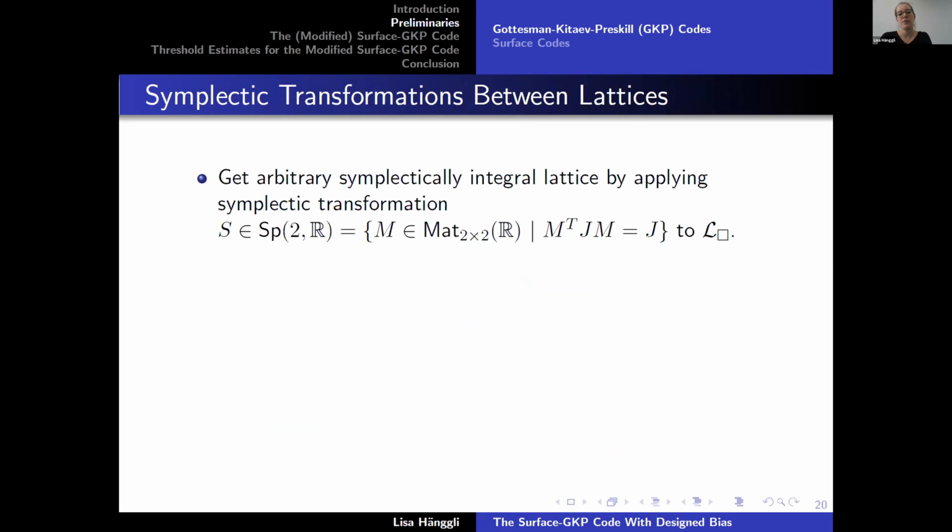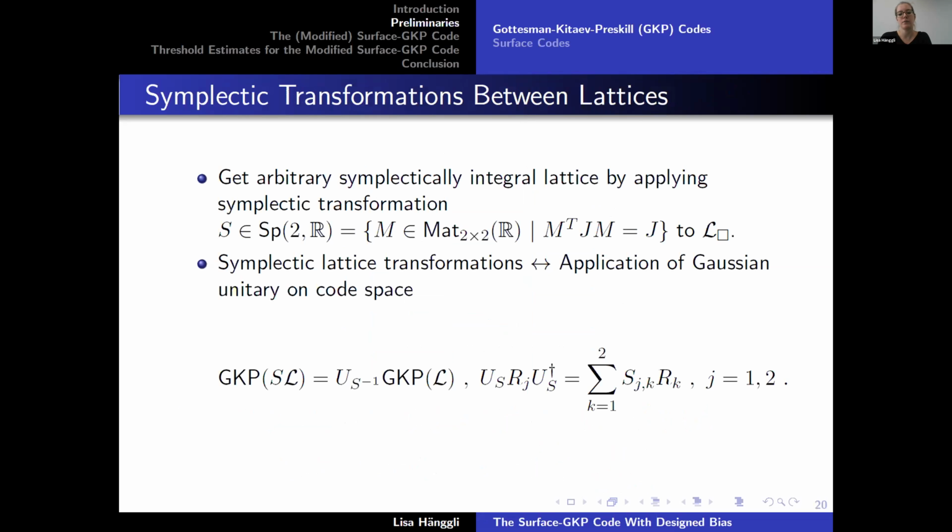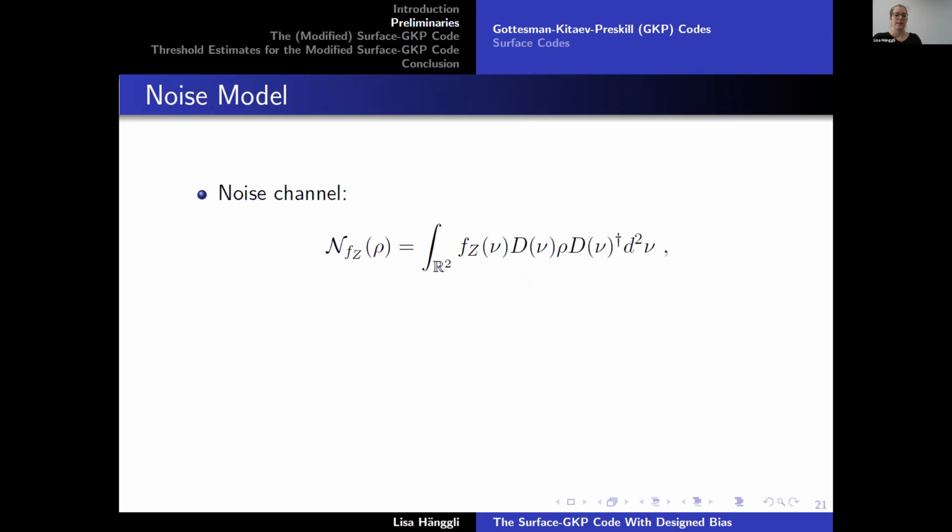And on the level of code spaces, symplectic lattice transformations are just the application of a Gaussian unitary. The noise channel that we consider is, I think, the standard noise channel for GKP codes, namely displacement noise, which was one special case of what Jonathan presented, I think.